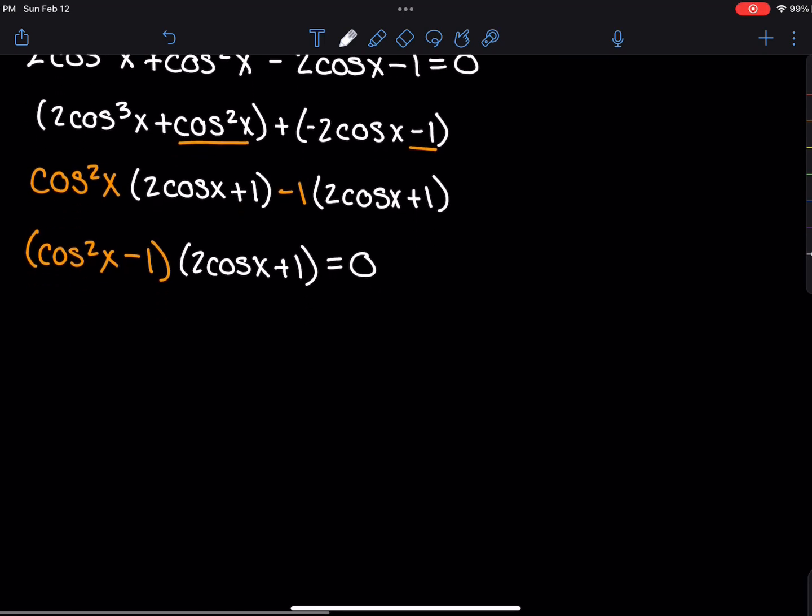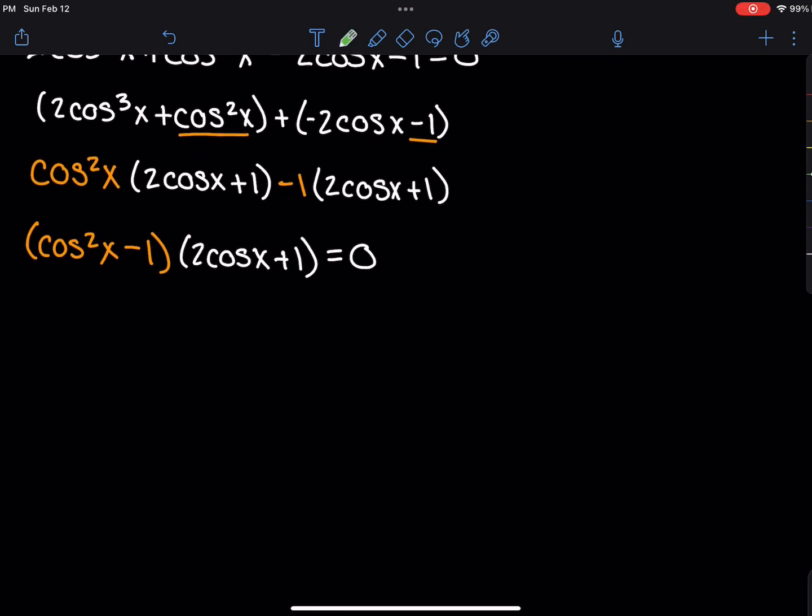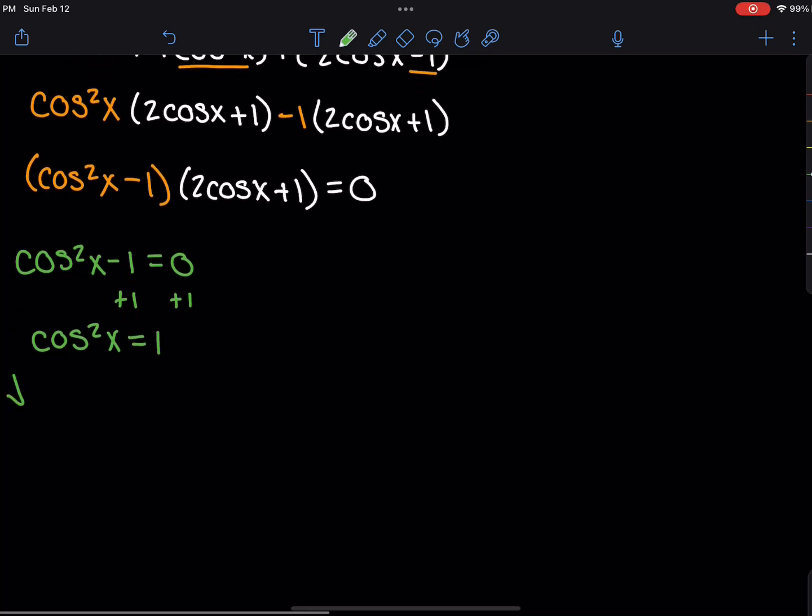Now you would separate both parts of that equation so that you would have cosine squared x minus 1 is equal to 0, and then 2 cosine x plus 1 is equal to 0. But we're going to start with the first part. So to isolate the variable, you add 1 to both sides, and then you would rewrite it as cosine squared x equals 1. Then you're going to square root both sides to get rid of that squared, and that will give you cosine x is equal to plus or minus 1.